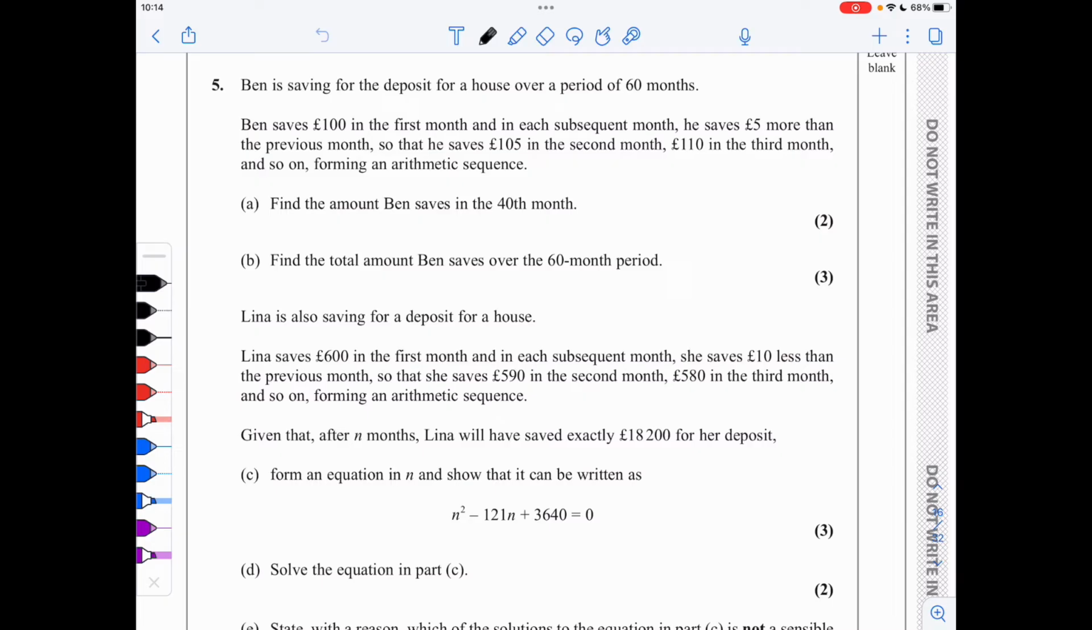In question 5, Ben is saving for the deposit for a house over a period of 60 months. He starts off by saving £100 in the first month, and he increases this amount by £5 each month so that the amounts form an arithmetic sequence. We are asked to find the amount that Ben saves in the 40th month.